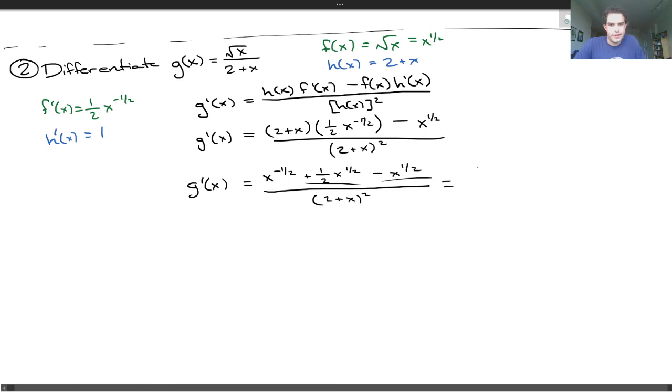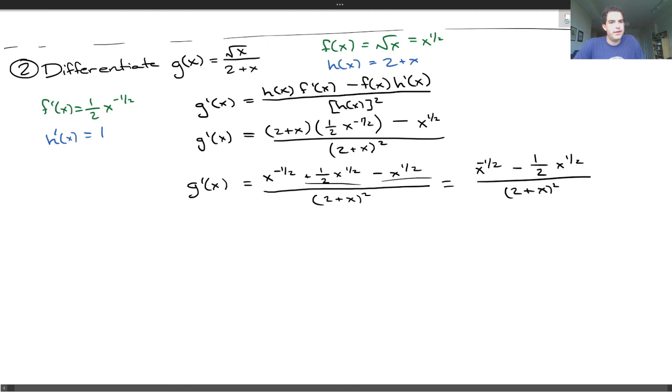I'm not sure how much I like that. I'm just double checking my work here, but I think it all looks good. So that would be plus, or rather minus 1/2 times x to the 1/2. And this is x to the negative 1/2, again, watching the negative signs, over 2 plus x squared.